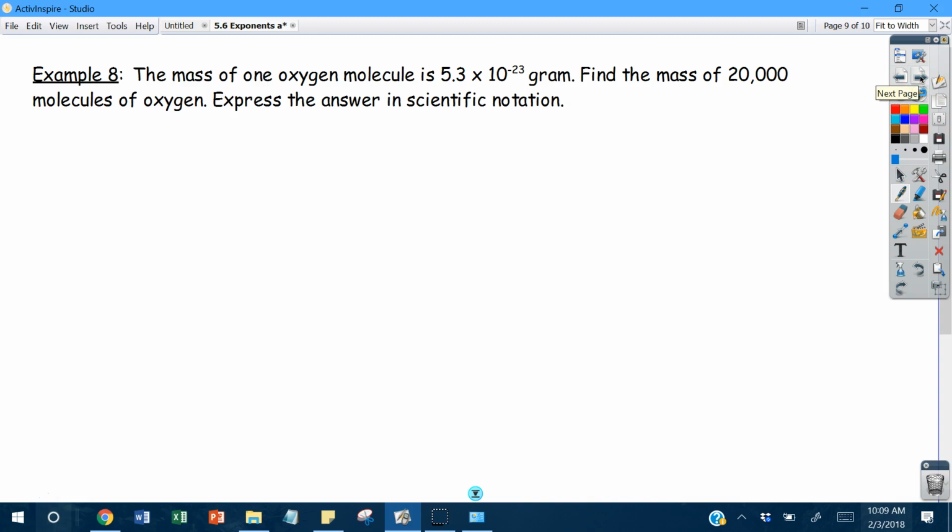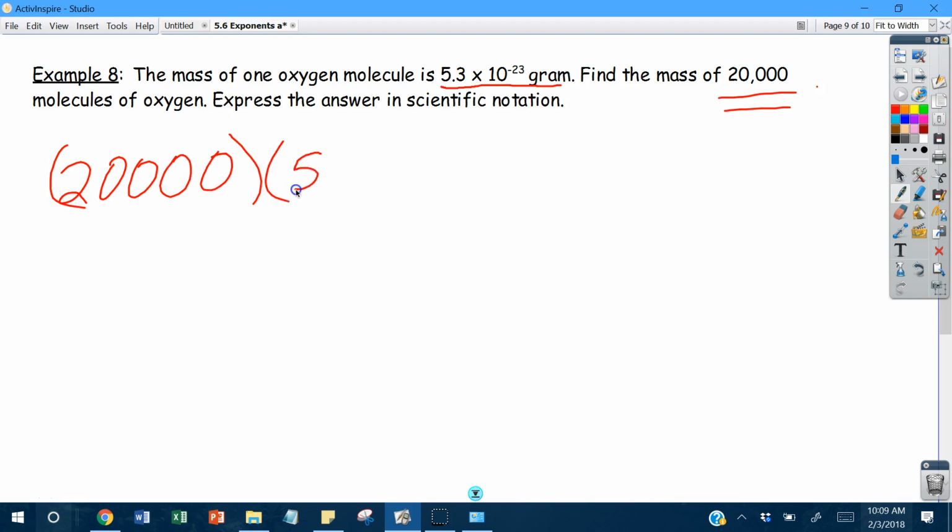And lastly, here's an example of when you're likely to use scientific notation, again, something you use for really big things or really small things. Here's the mass of an oxygen molecule. It's really small. It doesn't weigh hardly anything. But it's so small you want to use scientific notation to summarize that number. And this says find the mass of 20,000 molecules of oxygen. Okay, so if one of them weighs this much, then 20,000 of them will weigh 20,000 times that, the weight of any one of those.